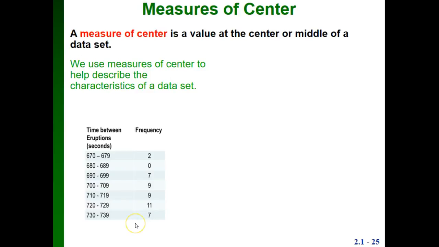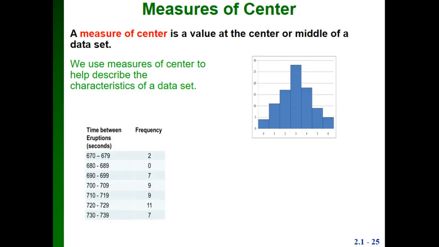So let's look at this data set, which is the time between eruptions for Old Faithful Geyser in Wyoming. And if you look at the frequencies in this frequency distribution, it looks like a majority of the data values are down here between 700 and 730 or so. So we could estimate where the center of this data set might be. And we'd probably say it was somewhere in this area between 710 and 730.